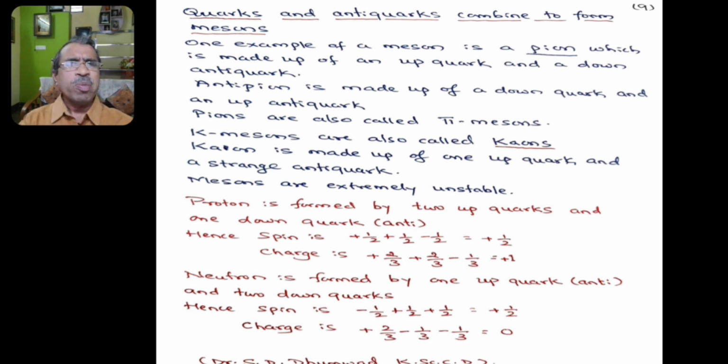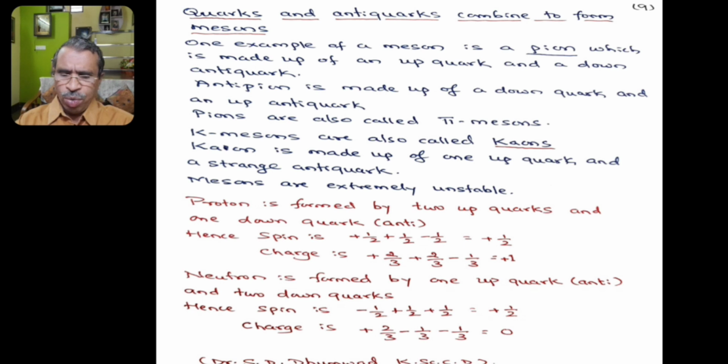Proton is formed by 2 up quarks and 1 down quark. And here the spin of the proton is given as plus half, minus half, plus half, which gives rise to plus half. The charge of this is plus 2/3, plus 2/3, minus 1/3, which gives 1.